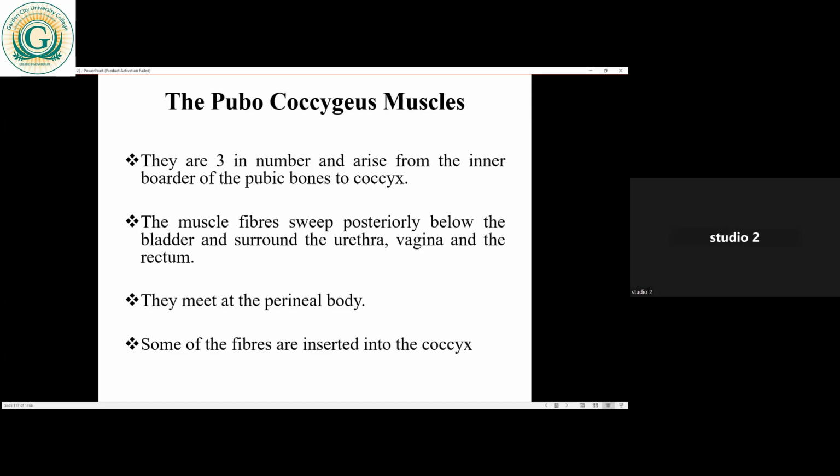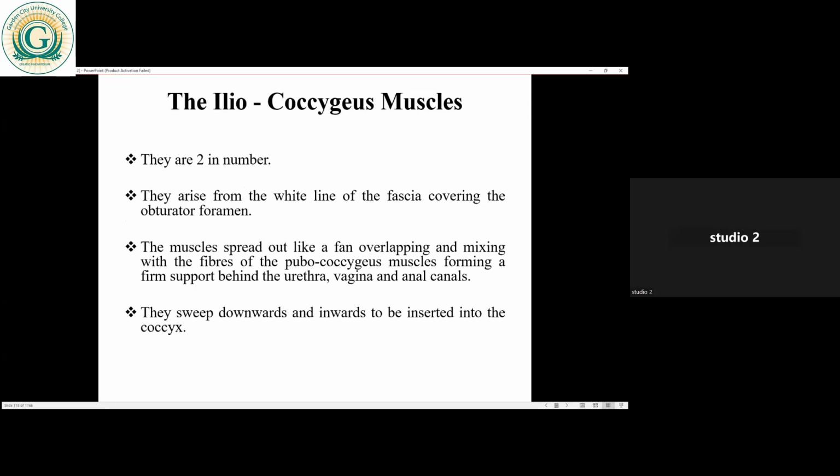So what it means is their damage can cause problems for urine, and then problems for the waste passage, as well as the vagina itself if they are damaged. That's pubococcygeus. And then we have iliococcygeus, two in number.